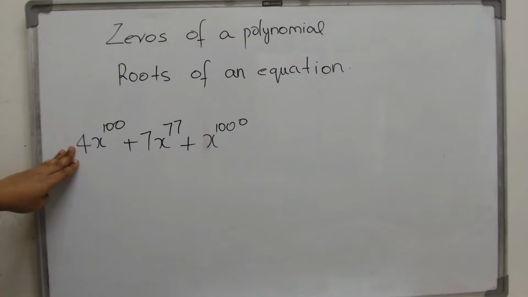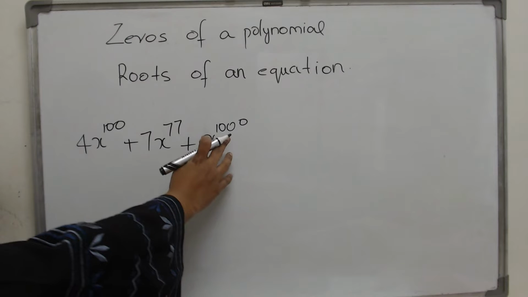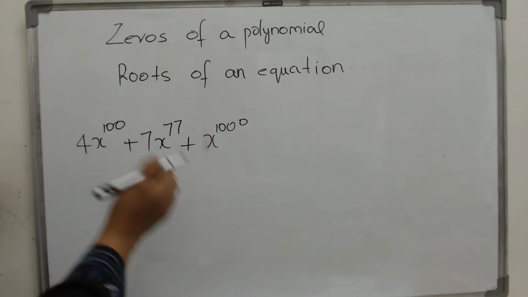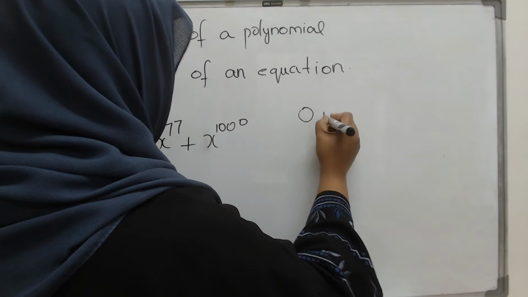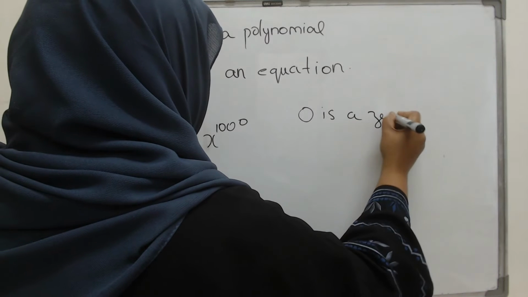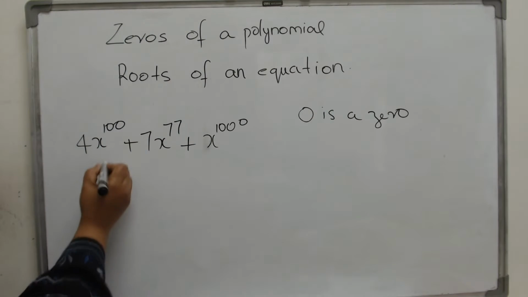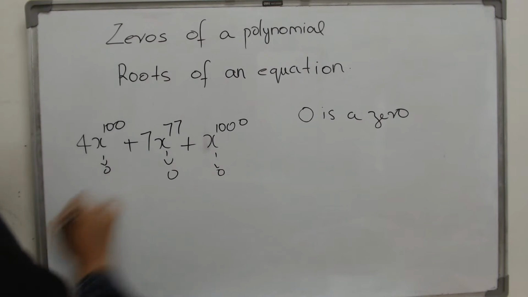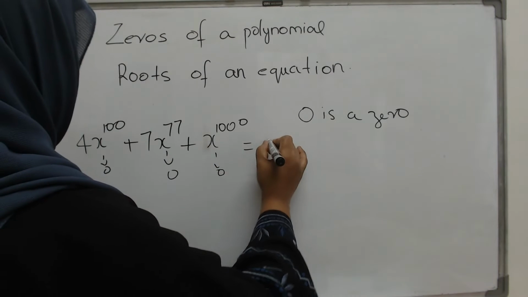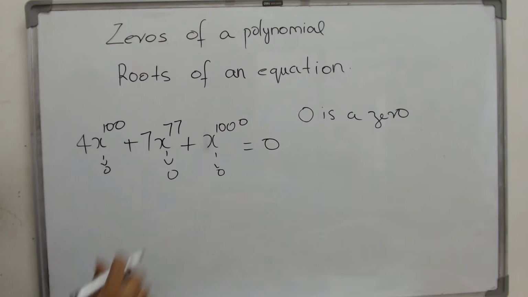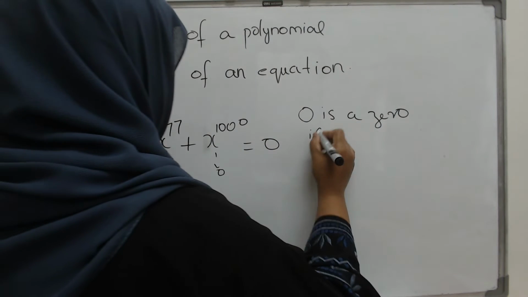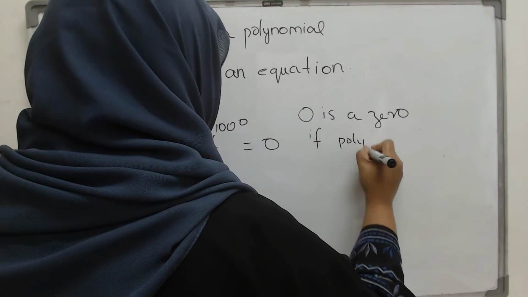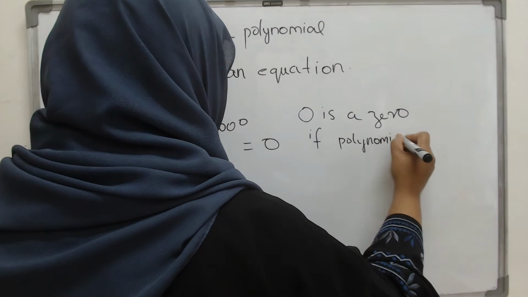Now look at this polynomial. It is a polynomial with a huge degree. Its degree is what? Its degree is 1000. Now you will see that 0 is a zero for this polynomial. Check it out for yourself. Put a 0 here, put a 0 here, put a 0 here, and what do you see? This whole thing will become 0, which means what? 0 is a zero if your polynomial has no constants.